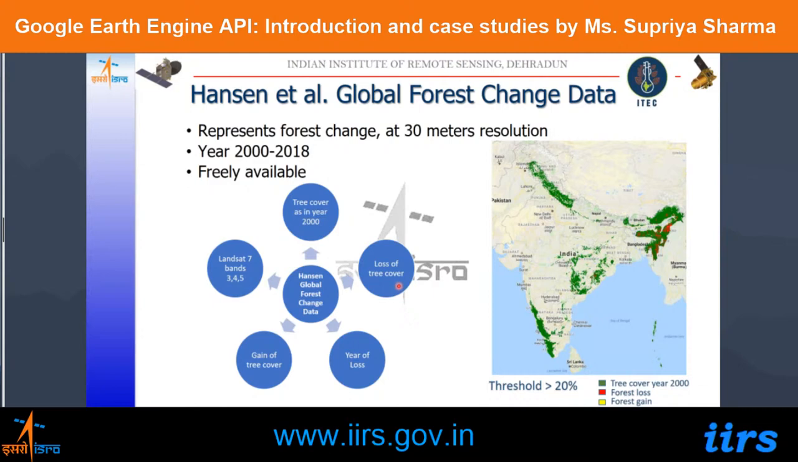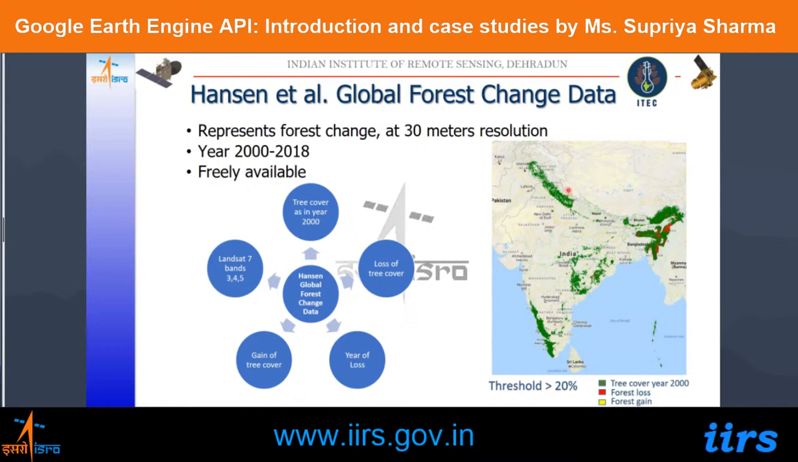We also have a field called year of loss, which indicates the year in which the forest was lost. The year of loss field varies from 1 to 18. So the value of 1 means that this forest pixel was lost in the year 2001. The value of 18 means this pixel was lost in the year 2018. There is also a band called gain of tree cover, but this gain is only till the year 2000. We also have Landsat 7 bands, which indicate the satellite image for the base year, that is the year 2000.